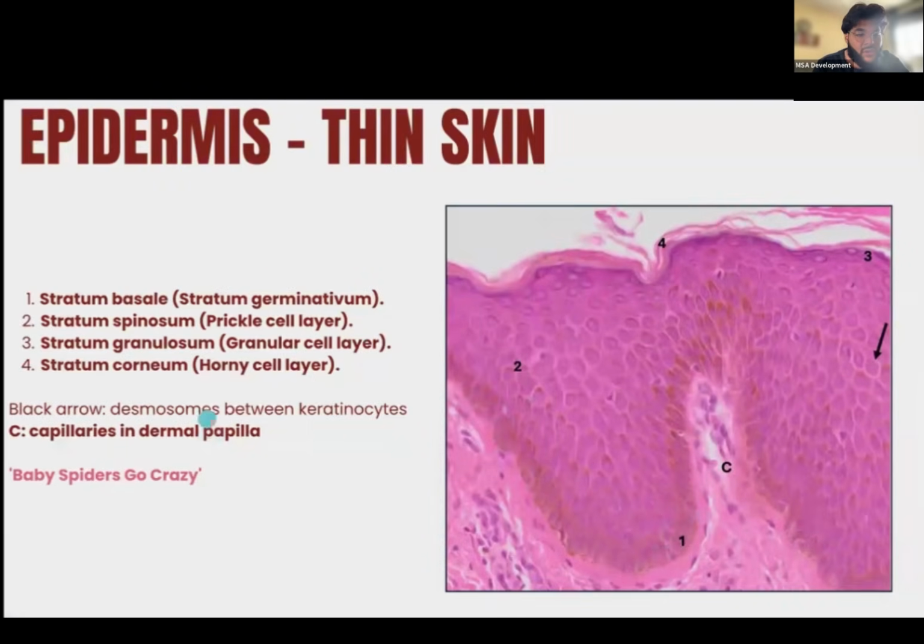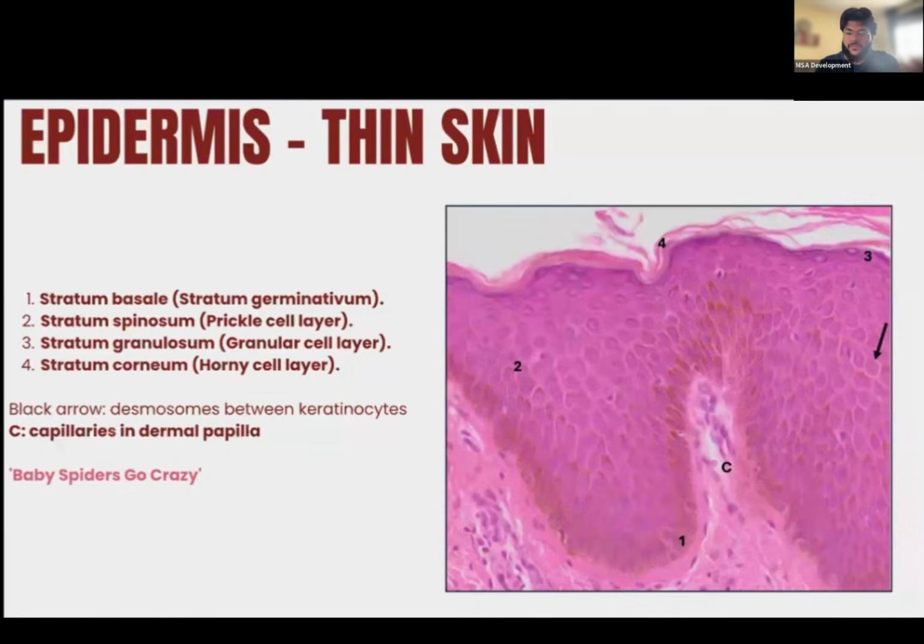Then you have your stratum granulosum. This is your flattened layer of cells. As you can see over here, three is your stratum granulosum. It is deeply basophilic, so it's much more darkly stained compared to your other layers, and it is basically a thin line. Then you have your stratum corneum, which is your uppermost layer of skin. It is made up of dead keratinized cells, which are known as your corneocytes, and this layer is continuously being shed and replaced.